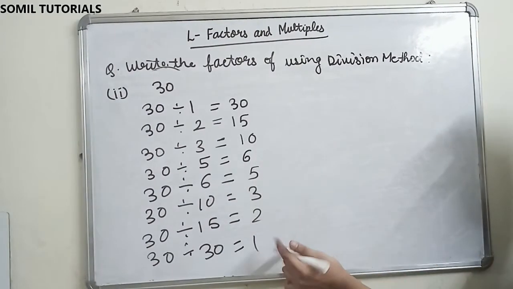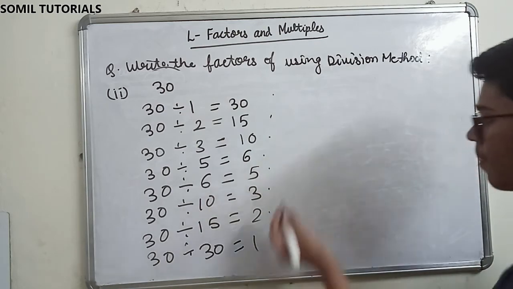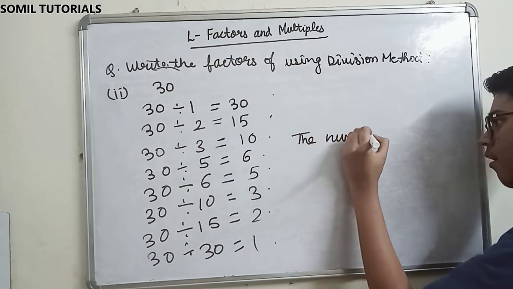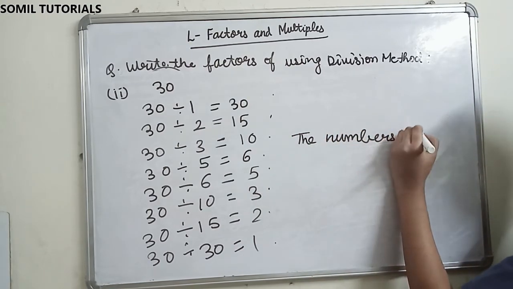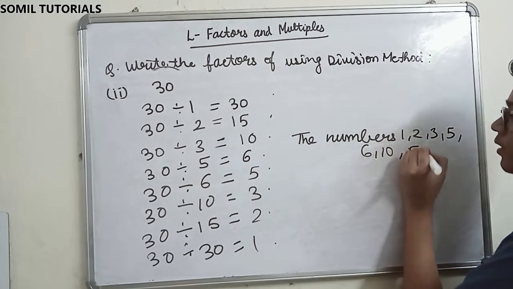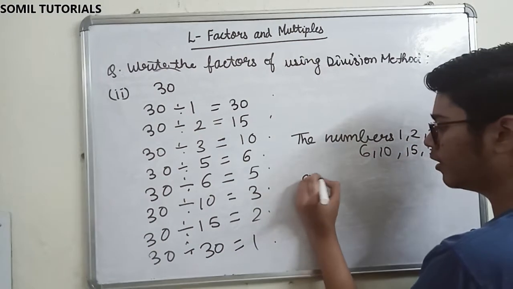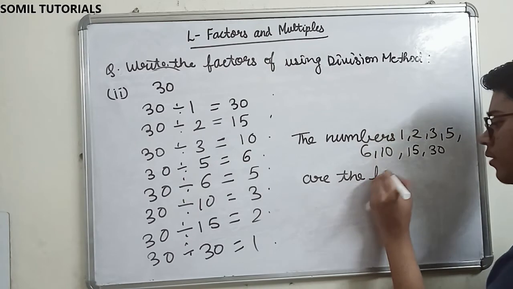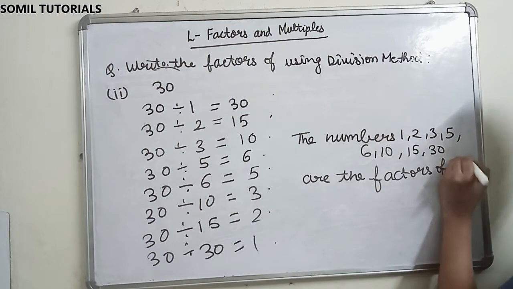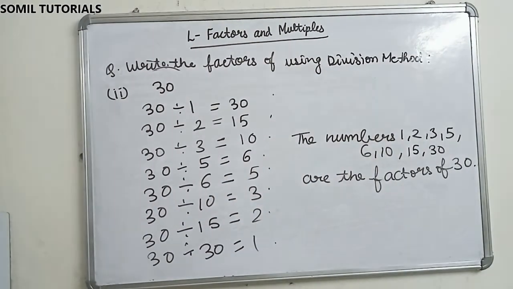So these numbers 1, 2, 3, 5, 6, 10, 15, 30 are the factors of 30. So your final answer will be: the numbers 1, 2, 3, 5, 6, 10, 15, 30 are the factors of 30. Okay, so this is your last statement of this question.